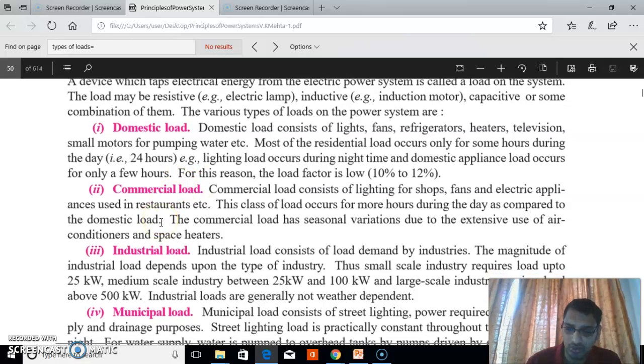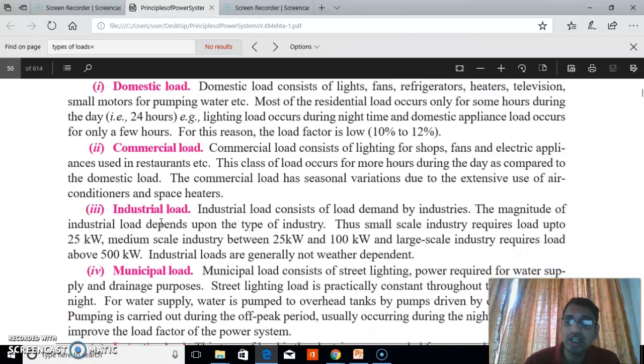Next one, industrial load. Industrial load means the heavy motors, heavy equipment, and heavy compressors used in different types of industries. Such kind of loads are known as industrial loads. Industries can be classified into three categories based on power consumption. The first one is small scale industry, which consumes power up to 25 kilowatt. The industry which consumes power up to 25 kilowatt is a small scale industry.